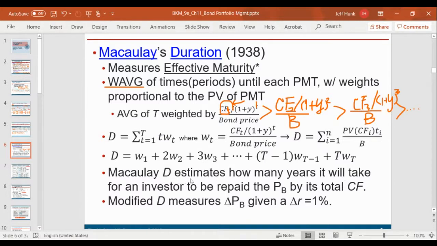So Macaulay's duration estimates how many years it will take for an investor to be repaid, to recover the market price of the bond you paid by its total cash flow. And there is also modified duration. Macaulay's duration is the ordinary, or standard duration, and modified duration measures the change in bond price given a small, incremental change in interest rate, which is a 1% change. How much the bond price changes for a 1% change in interest rate.